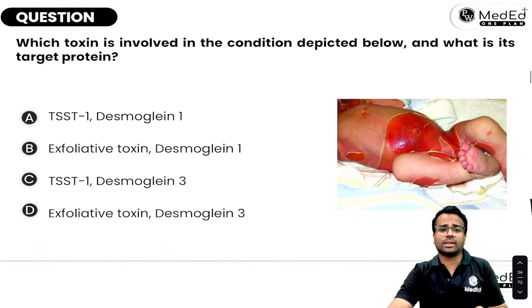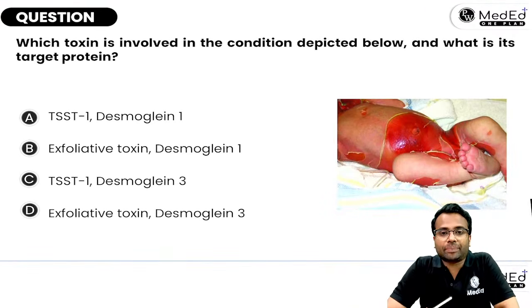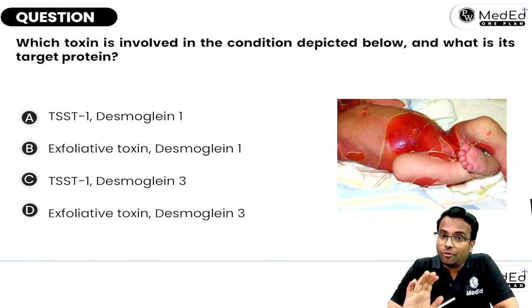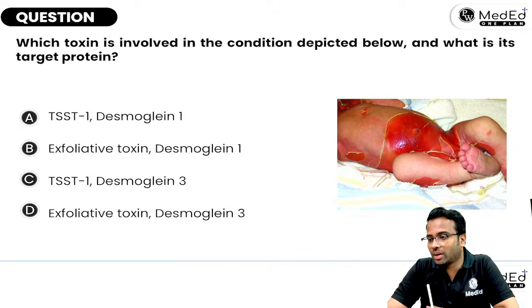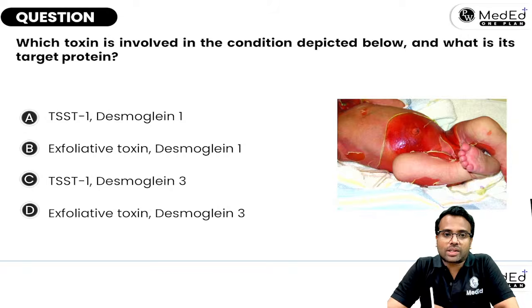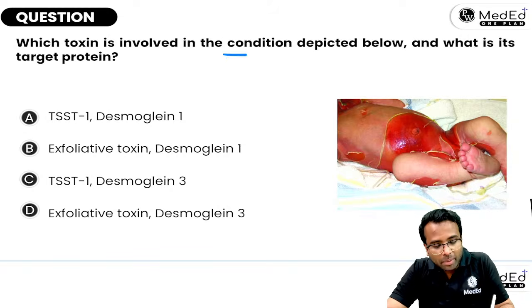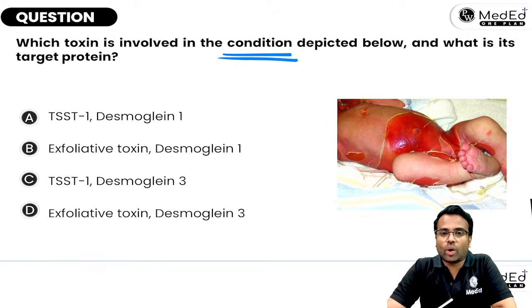Which toxin is involved in the condition shown below, and what is its target protein? Very important topic, I would say, because a few days back we had the INI-SET exam. In the INI-SET exam also we got a similar topic, the same topic. Let's see who is able to answer. Which toxin is involved? First tell me, what is the condition?